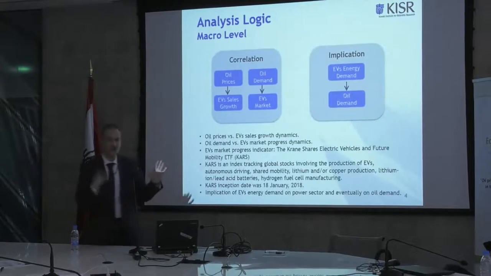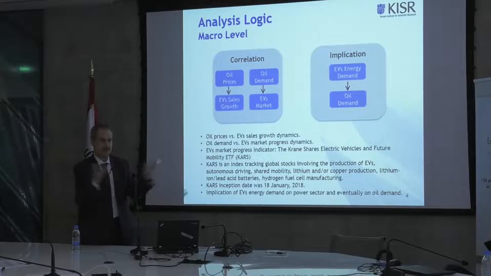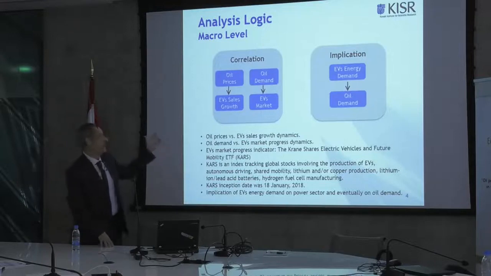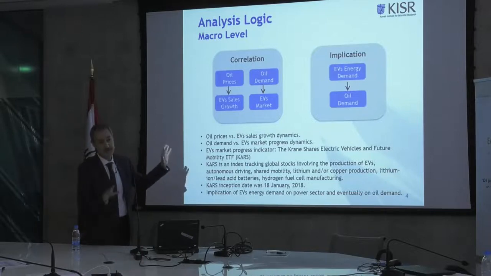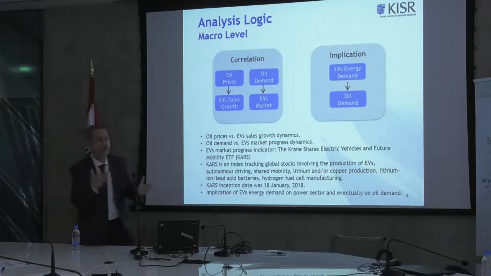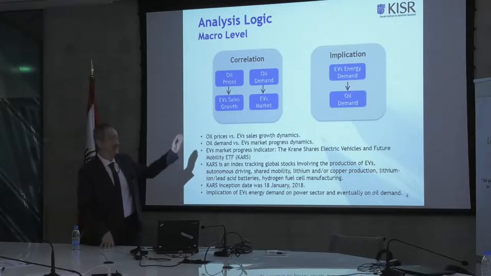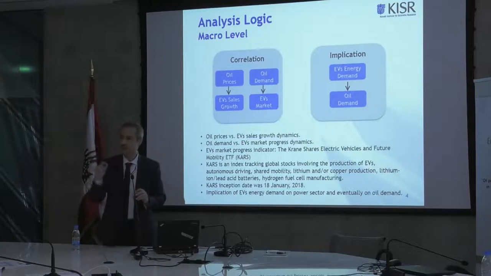So the logic I went through when I did this: I took two dimensions. What I call the correlation dimension, where I examine how oil prices are developing with electric vehicle sales. Again, it's macro level, not going into depth; if someone is interested, maybe it's good for you to investigate more. Number two, I want to see how oil demand is progressing or how it's affecting the electric vehicles.